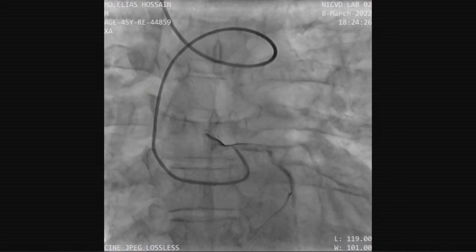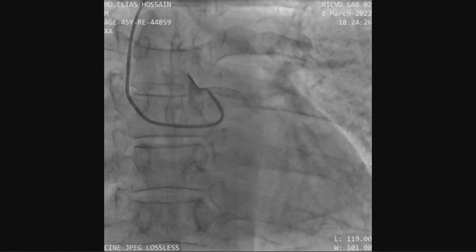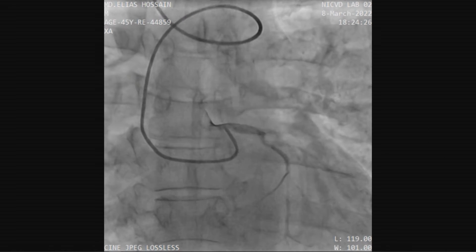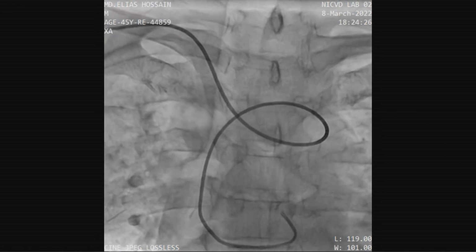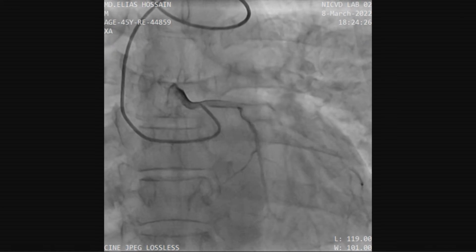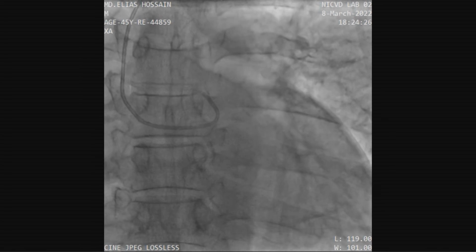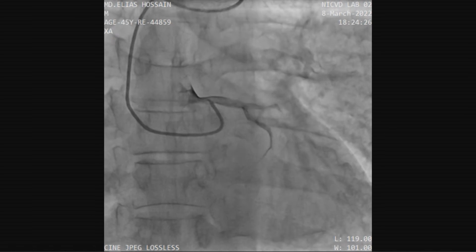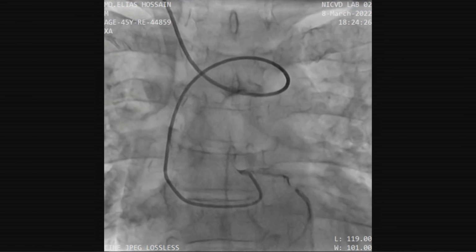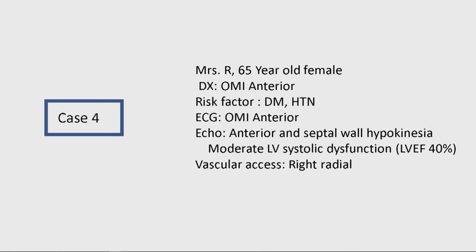What type of loop is here? So anyway, we did the coronary angiogram, and during PCI, we pre-planned that we will bring the patient another day, and we will go for the femoral route and do the RCA lesion stenting. So this is my last case, the fourth case.